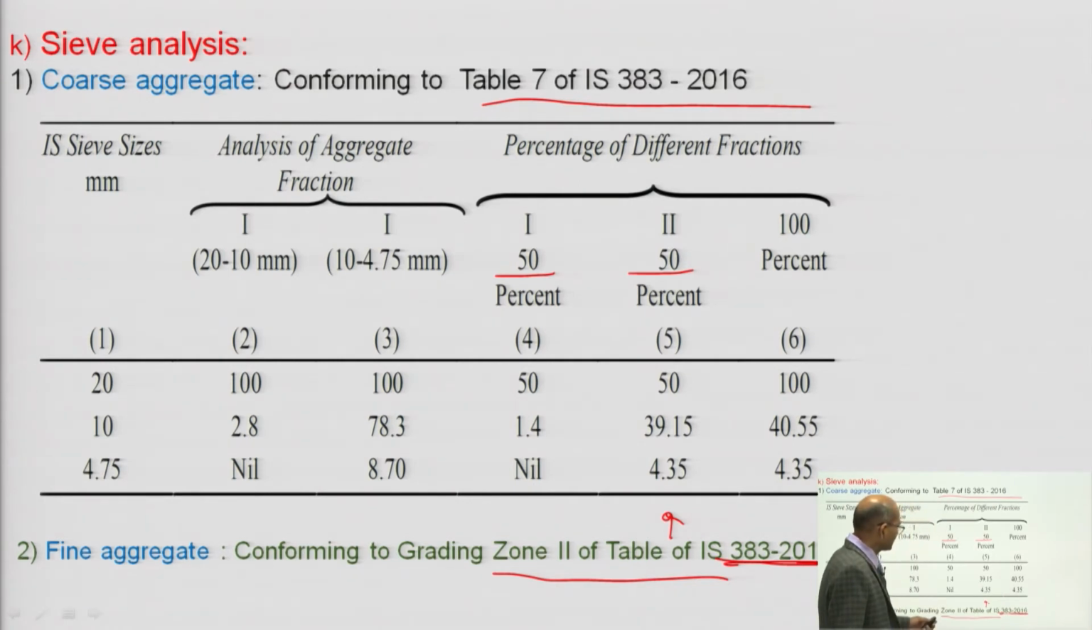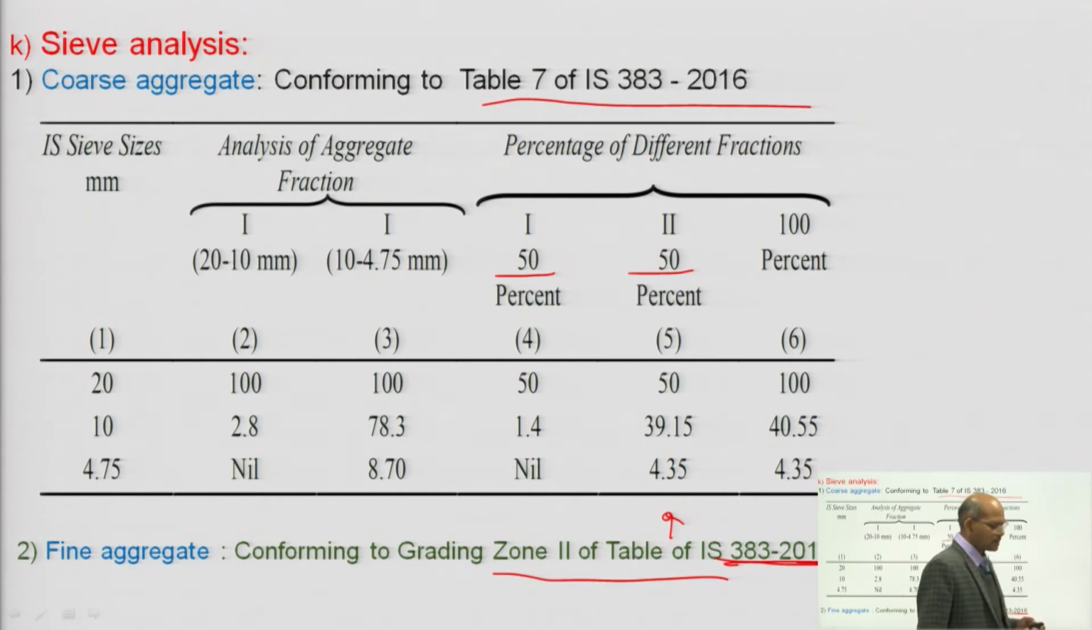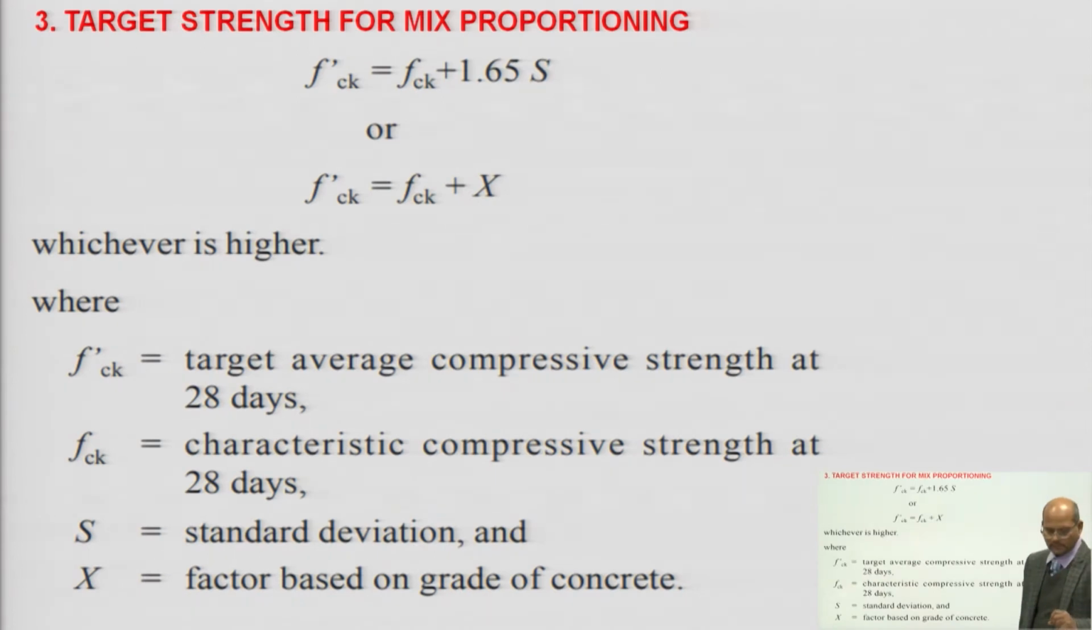From the IS 383 specification, by sieve analysis, we have got Zone 2. Then we have to go for calculating the mean strength of proportioning. So, how to get the target strength for mix proportioning?